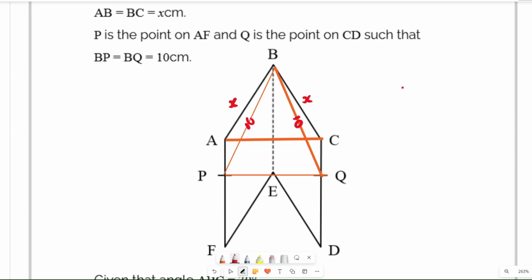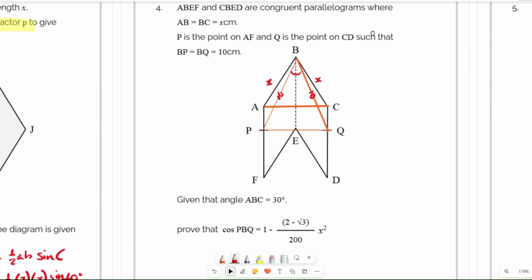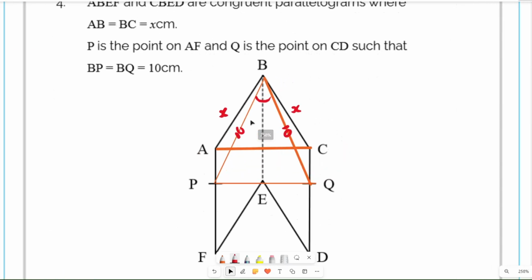And what we're trying to work out is this angle, or cos of that angle. So if we're trying to find cos of this angle, that's kind of implying that we need to use the cosine rule. And how are we going to use the cosine rule? Because we don't have this bottom side here. Well, we can actually say that this line PQ is the same as AC, because we know that these two lines are going to be exactly the same because it's a congruent parallelogram, right? So if we can work out this length here, we can equate it to that one and use that to find that.